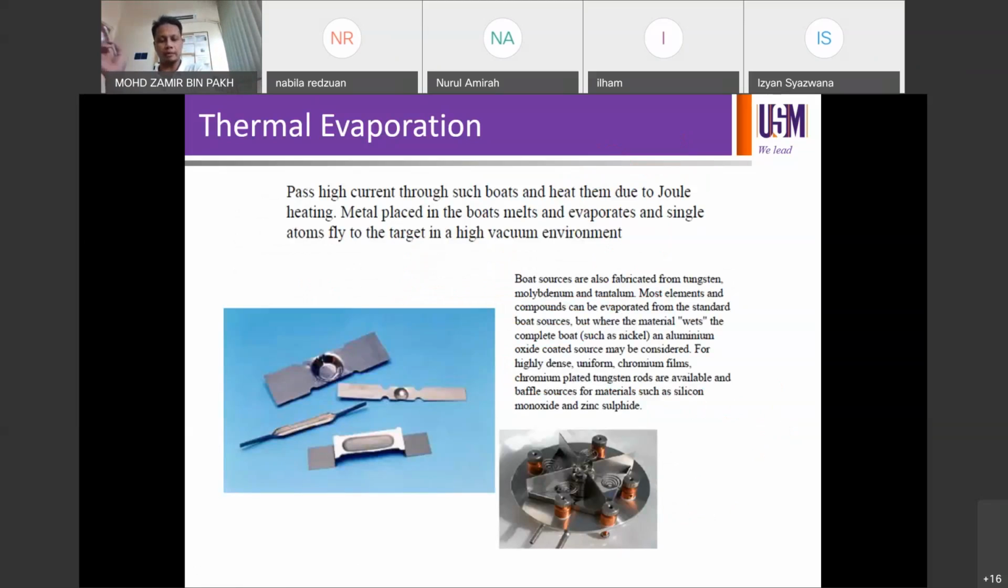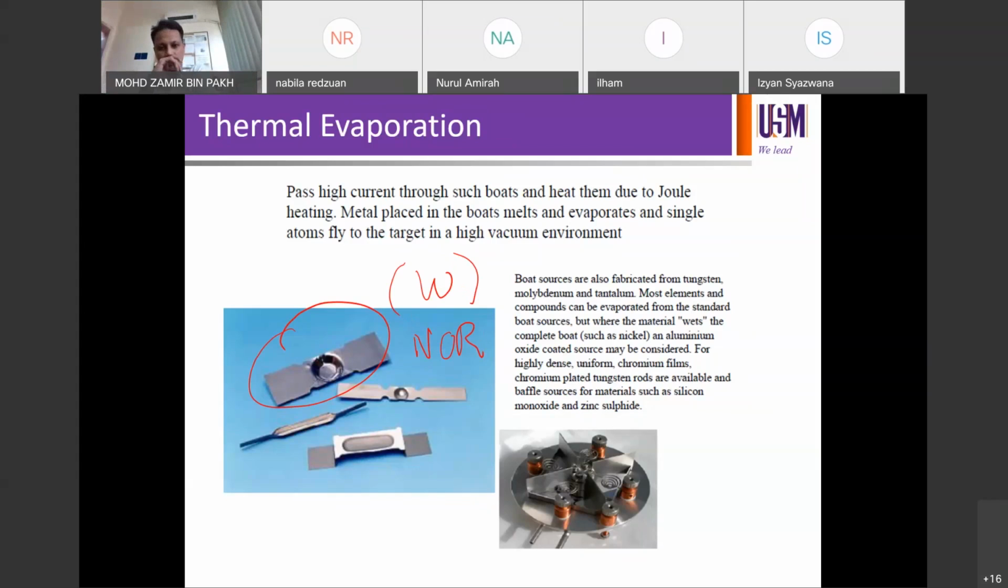Right, boats can come in many shapes. The typical one that we have in our lab is like this. In our lab, it's based on a tungsten boat. You can also use other high temperature materials like tantalum or molybdenum that won't melt easily. Otherwise, the boat will melt together with your material, so no point.